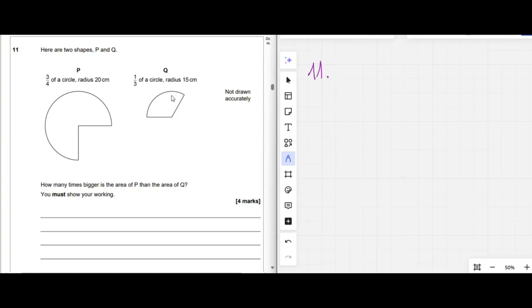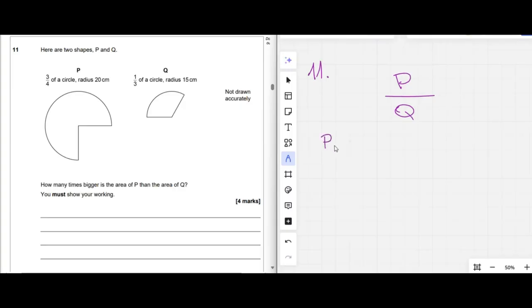Two shapes P and Q. P is 3/4 of a circle where the radius is 20 centimeters and Q is 1/3 of a circle where the radius is 15 centimeters. How many times bigger is the area of P than the area of Q? How many times bigger? So it should be P over Q to find that value. How many times is the one on the top bigger than the thing on the bottom?